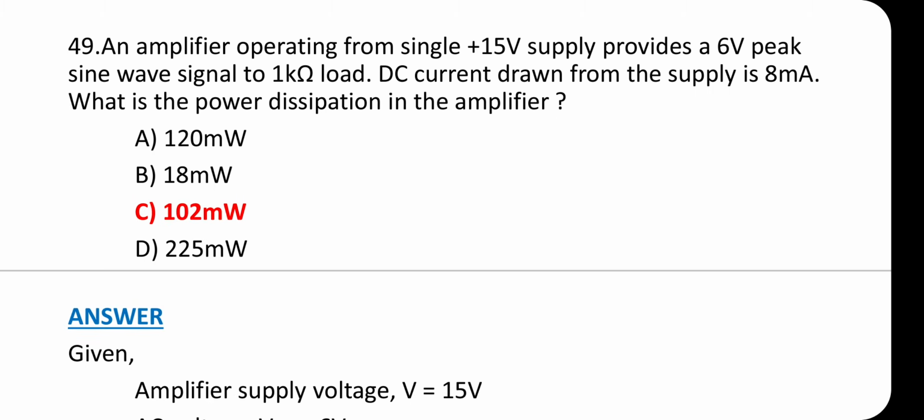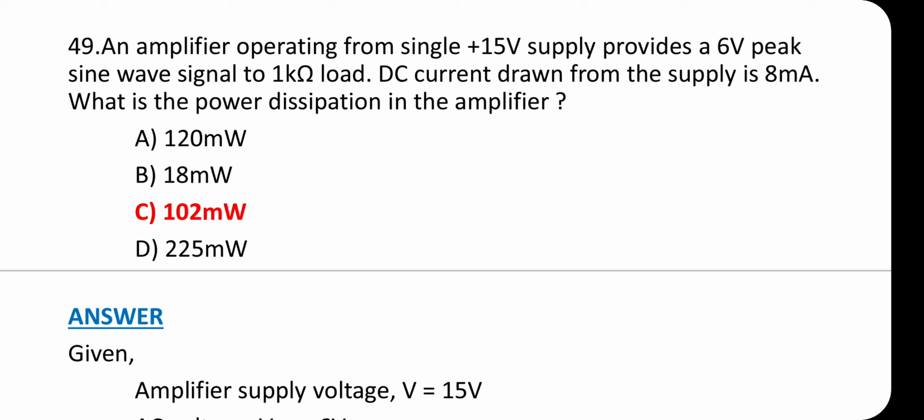Question number 49. An amplifier operating from a single plus 15 volt supply provides a 6 volt peak sine wave signal to a 1 kilo ohm load. DC current drawn from the supply is 8 milliampere. What is the power dissipation in the amplifier? Answer is option C, 102 milliwatt.